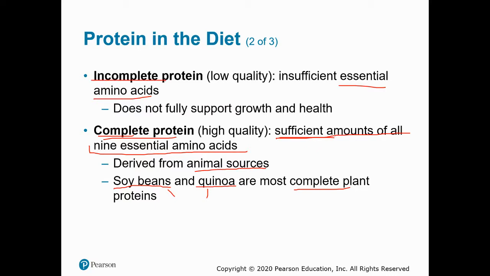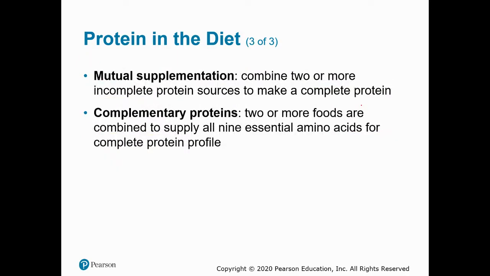With incomplete proteins, I think I put the chart in here. If not, your book has a really cool chart for how to pair incomplete proteins if you are following a vegetarian or vegan diet, so that you can make sure you're getting the proper amount of all 9 essential amino acids. So that's this concept of complementary proteins, where you combine 2 or more foods so that you do supply all 9 essential amino acids. So it's food combining, basically. Mutual supplementation, combine 2 or more incomplete protein sources to make a complete protein.